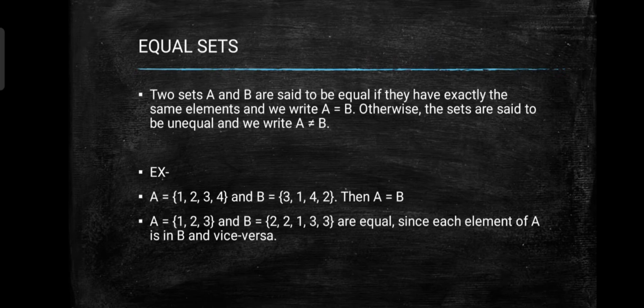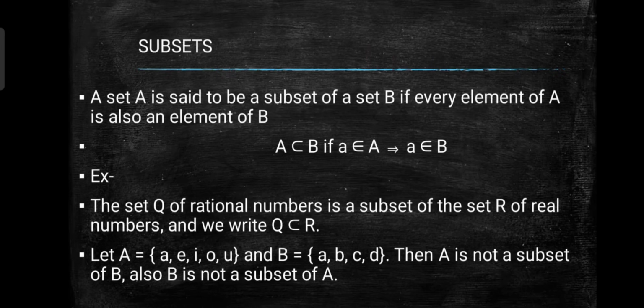And also, as I previously told you, you should never leave the sets with repeating elements. So set B in example 2, you have to simplify it as 1, 2 and 3, and again they'll be equal. And then subsets.